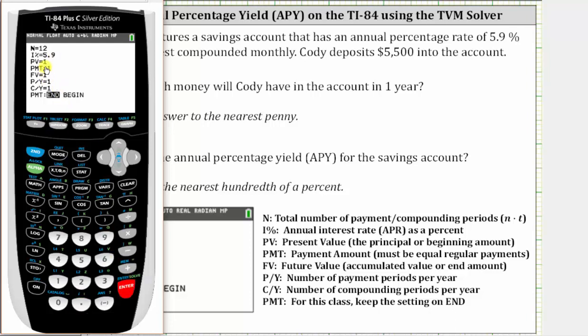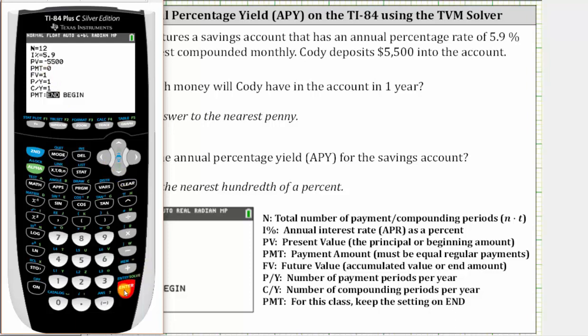Enter. PV is the present value. Because Cody deposits $5,500 into the account, meaning he paid that money into the account, the present value is negative $5,500. Enter. There are no payments into the account, so PMT is 0. Enter. FV stands for future value, which we are solving for. We'll come back to this.